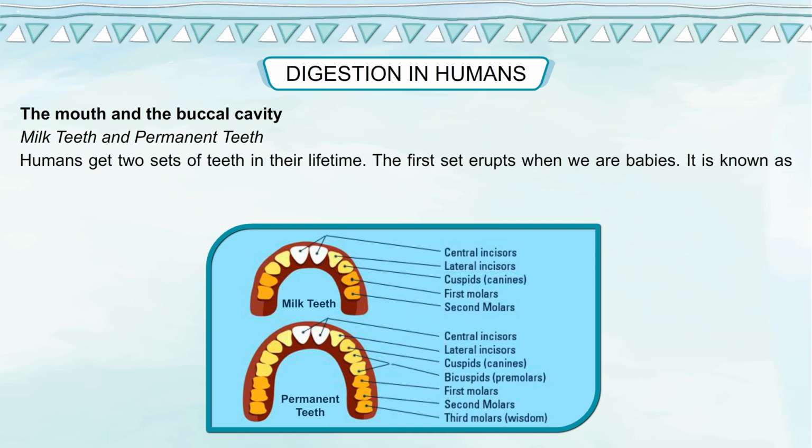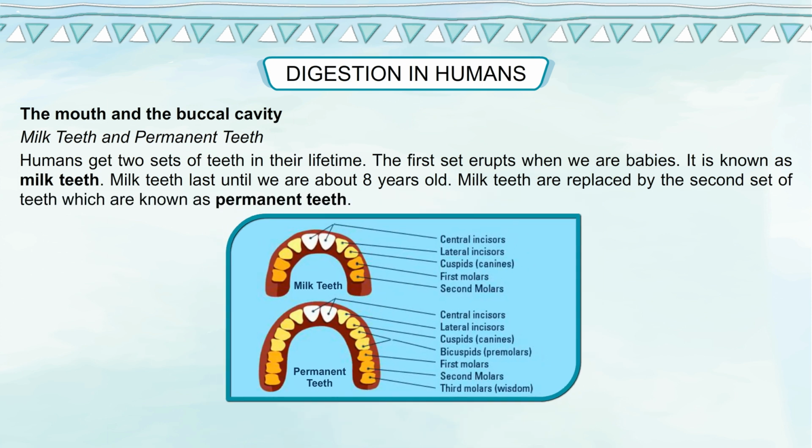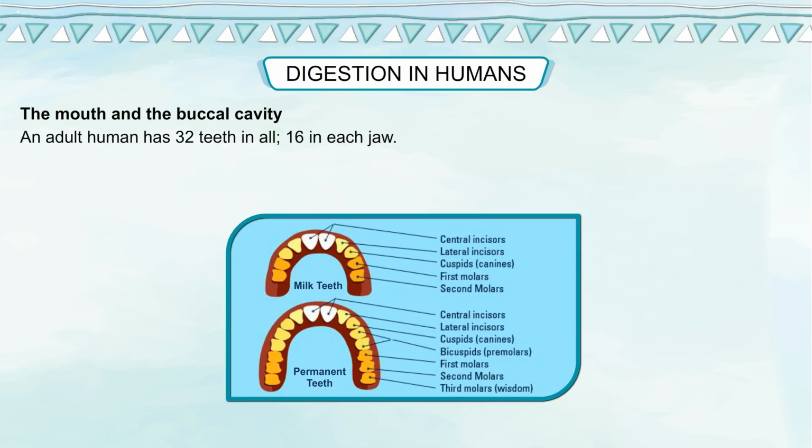Humans get 2 sets of teeth in their lifetime. The first set erupts when we are babies. It is known as milk teeth. Milk teeth last until we are about 8 years old. Milk teeth are replaced by the second set of teeth, which are known as permanent teeth. An adult human has 32 teeth in all, 16 in each jaw.